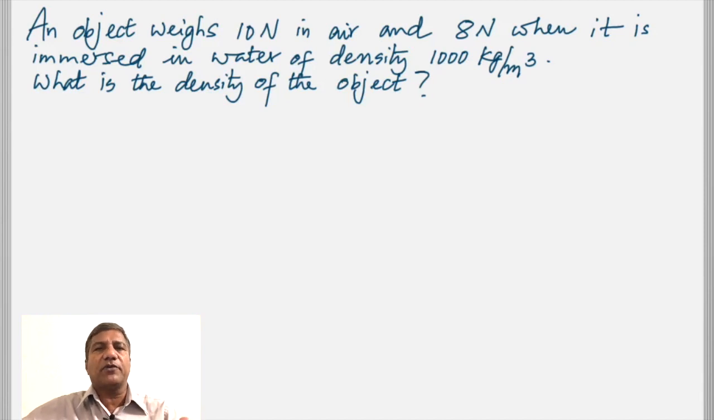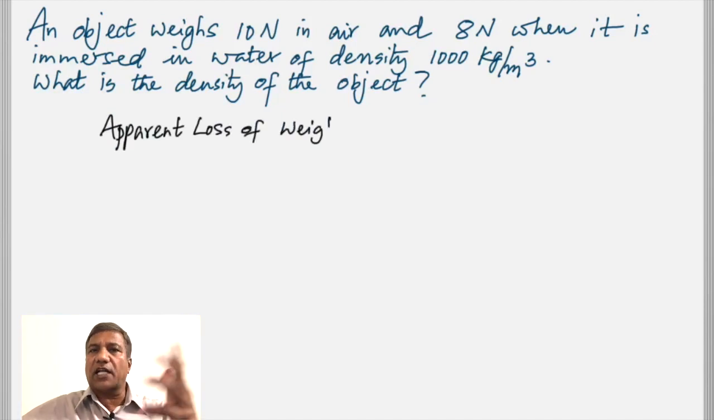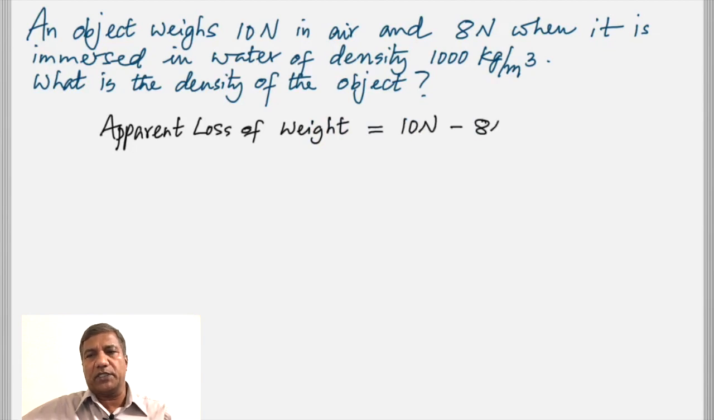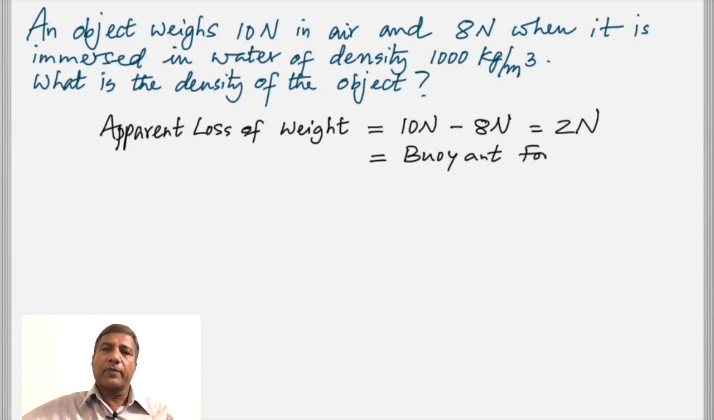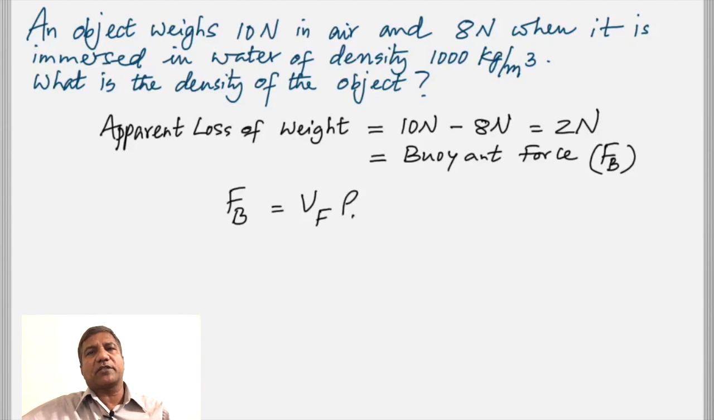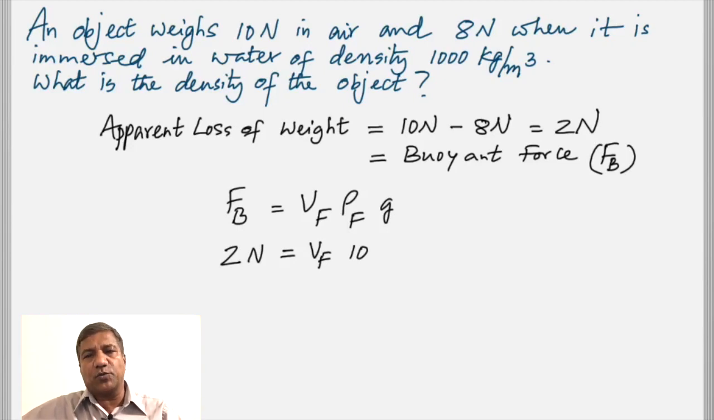And then we know the formula for buoyant force, which when we use, we can find the density of the object. So here we go. The apparent loss of weight, the word apparent means actually it's not losing weight, but it appears to have lost weight, is 2 newtons, which is the buoyant force. And the formula for buoyant force is the product of the volume of the fluid displaced times the density of the fluid times g. The fluid in this case is water.